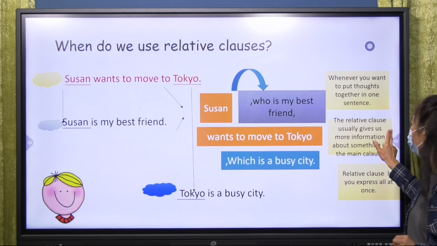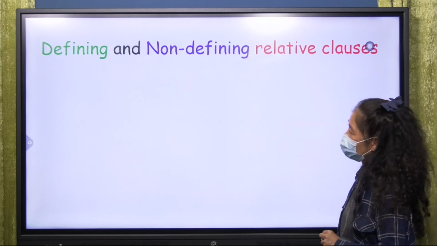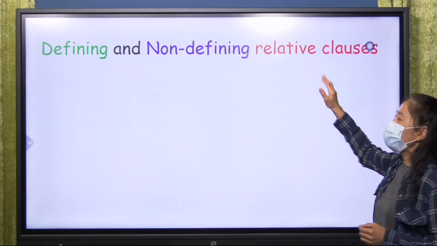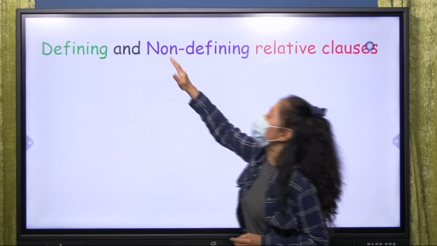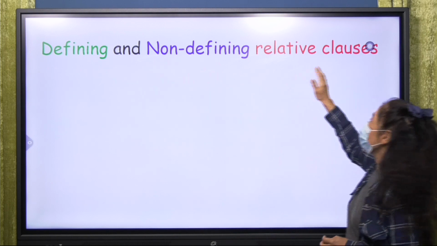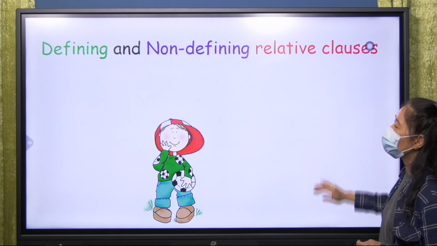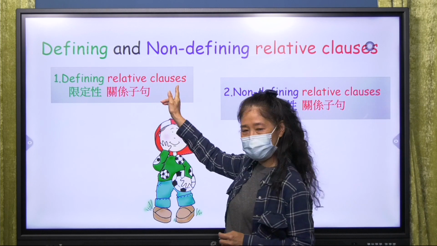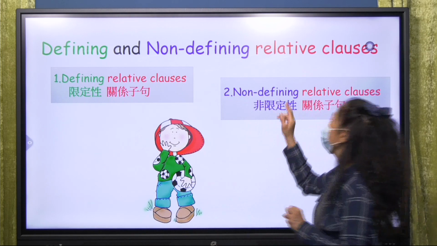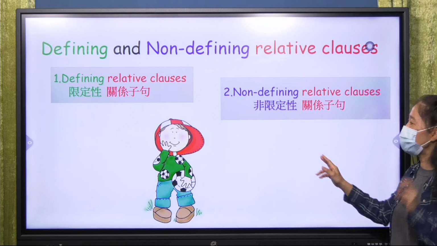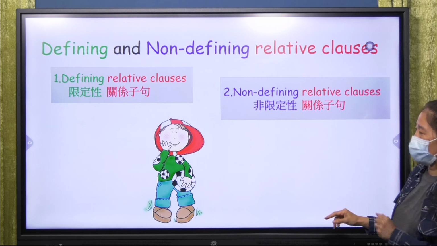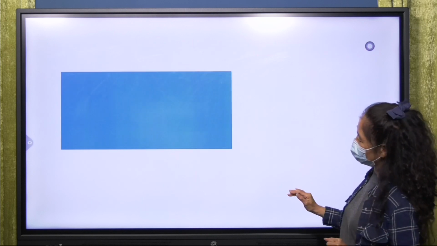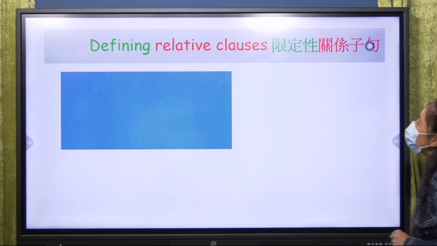Okay, is it wonderful? Okay, so now, we've already looked at relative clauses, right? So now, let's move to defining and non-defining relative clauses. Okay, now don't worry. Defining relative clauses, one thing. Non-defining relative clauses, the second thing. So I will look at them one by one. Let's look at defining relative clauses first.